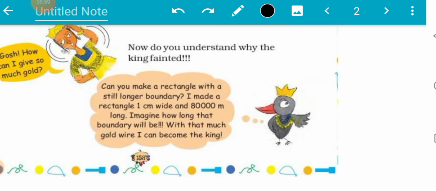Can you make a rectangle with a still longer boundary now? I made a rectangle of 1 centimeter wide and 80,000 meter long in this way.